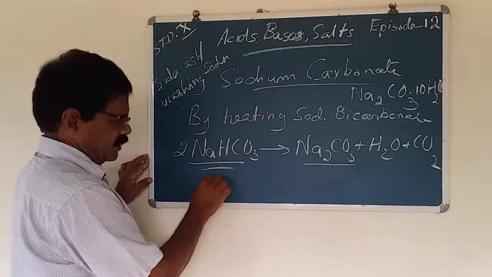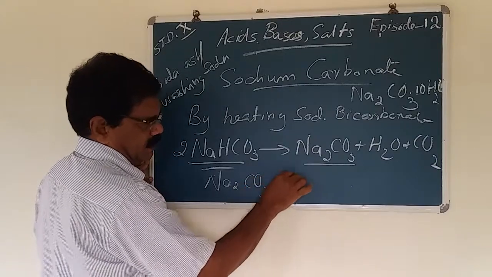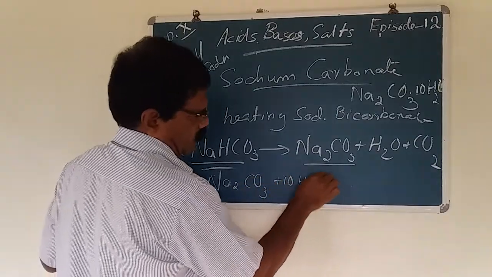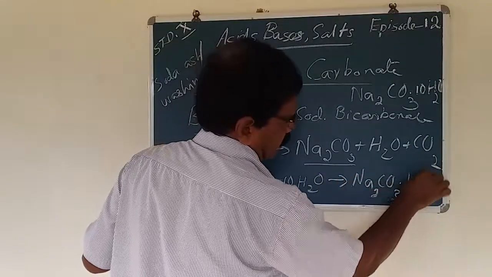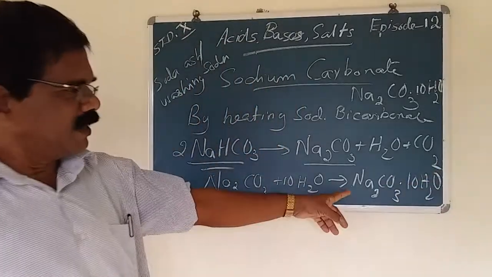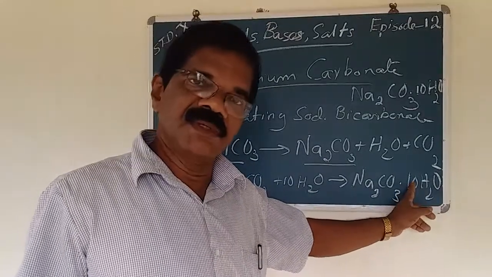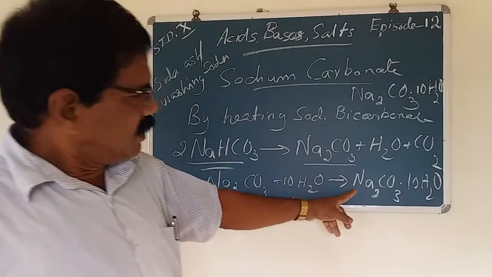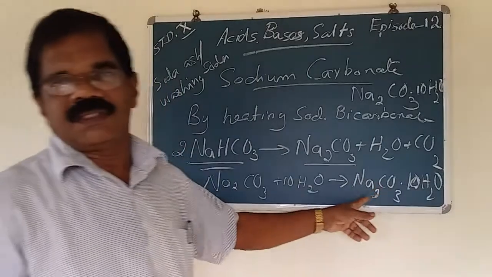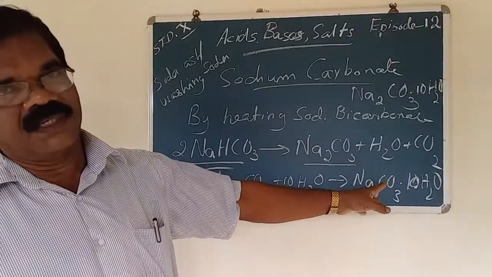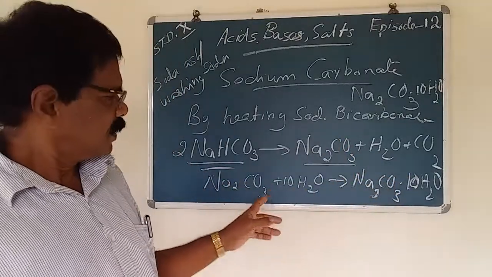On recrystallization, Na2CO3 plus 10H2O gives Na2CO3.10H2O. Here you can see 10H2O. It is known as water of crystallization. It is a part of the molecule. Even with the presence of 10H2O, it is not wet. It is dry itself, because it is a part of the molecule.